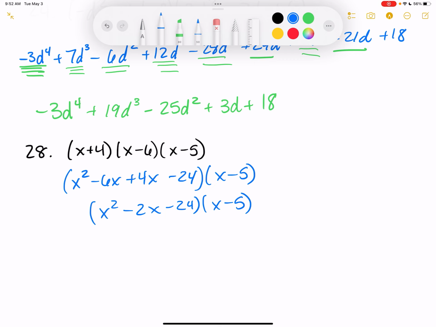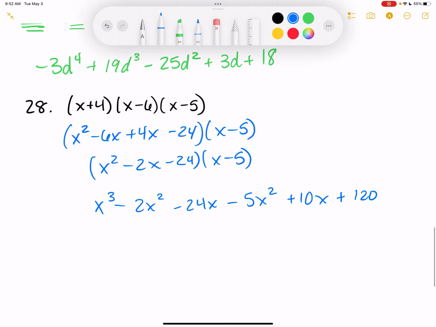So what does that give me? x cubed minus 2x squared minus 24x minus 5x squared plus 10x and then positive 120. I think. Y'all agree with me? Yeah. I was like, 4 times 5 is 20, so I think that's right. Great. All right, and then simplify it.